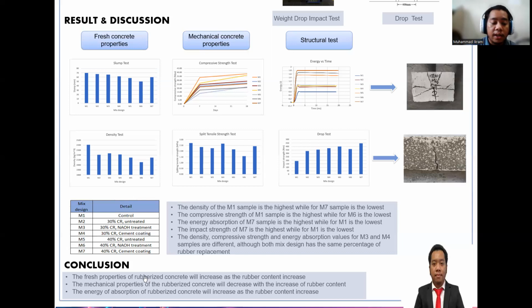Next, I will move on to my conclusion. The conclusion will answer the objectives that I presented earlier. The first conclusion is that the fresh properties of rubberized concrete will increase as the rubber content increases. The mechanical properties of rubberized concrete will decrease with the increase of rubber content. And lastly, the energy absorption of rubberized concrete will increase as the rubber content increases.